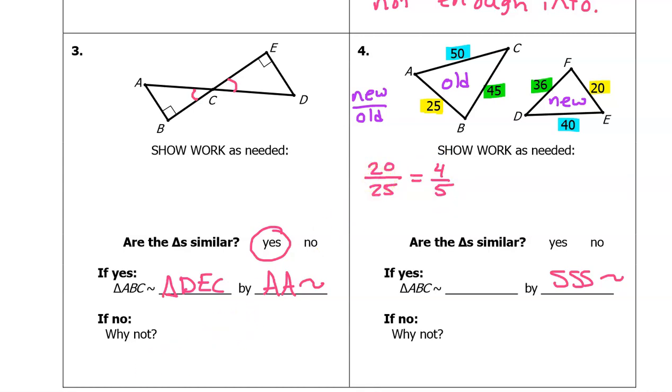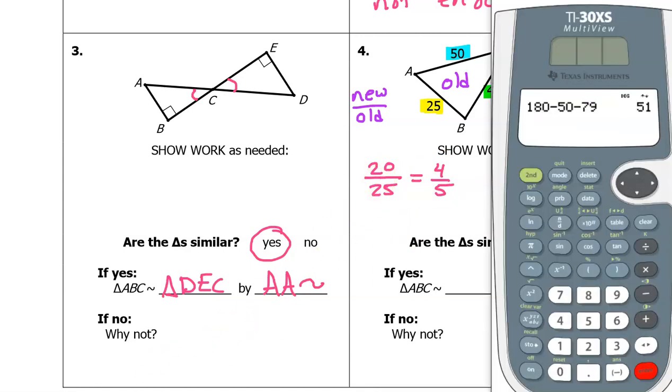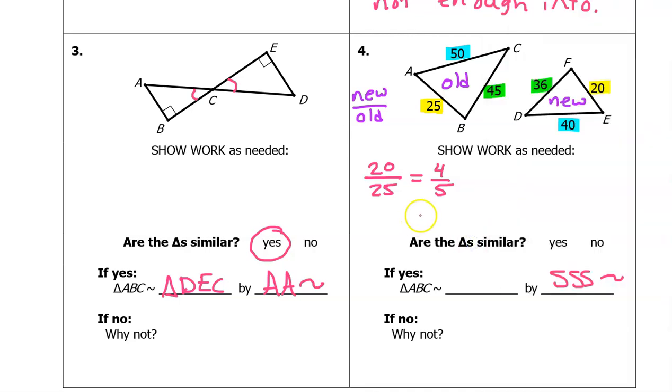Now, if that is not obvious and very clear to you, you can use your TI-30XS MultiView to reduce for you. So just keep in mind, if you do 20 over 25, the calculator will reduce that for you. So let's do that 2 more times. How about the greens?